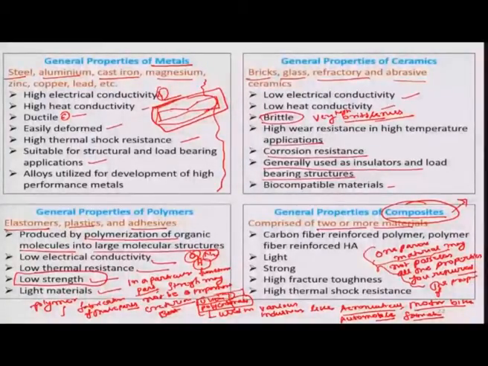Okay. So these materials are, for example, carbon fiber reinforced polymer, polymer fiber reinforced HA, and these composites are lighter in weight, very strong, with high fracture toughness, high thermal shock resistance, and so on. So you can see from this slide, there are metals, ceramics, polymers, composites, and each material has a variety of properties. So you will get confused when you select your material on the basis of only the properties of the material. Okay. So you will have to think beyond this.